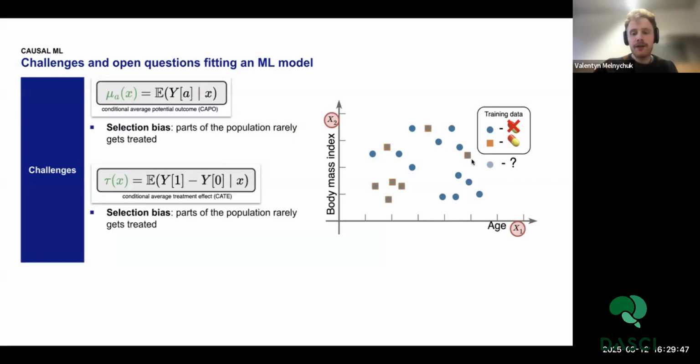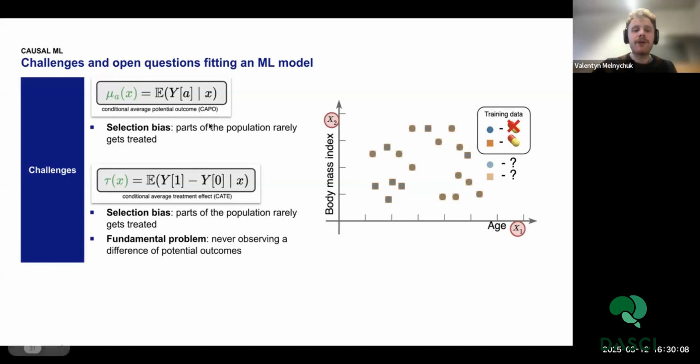And essentially, in this region, you don't know what would happen to people if they were actually also not treated. But that's, for example, what conditional average potential outcomes tries to predict. And for treatment effect, it's even worse, because again, for every single individual, you don't know this difference. So you cannot really build a regular machine learning model.